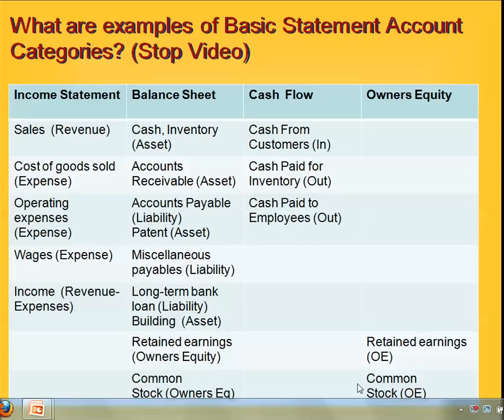Okay, ladies and gentlemen, this is a continuation of section 4, and it's a nice way to summarize the information contained on the 4 basic accounting statements: the income statement, the balance sheet, the cash flow statement, and owner's equity. Now, one of the things you're going to have to become familiar with, which is very important, is the categories that appear on each of these statements.